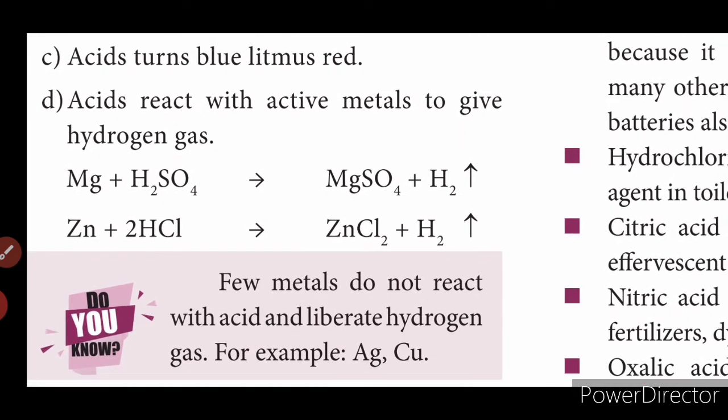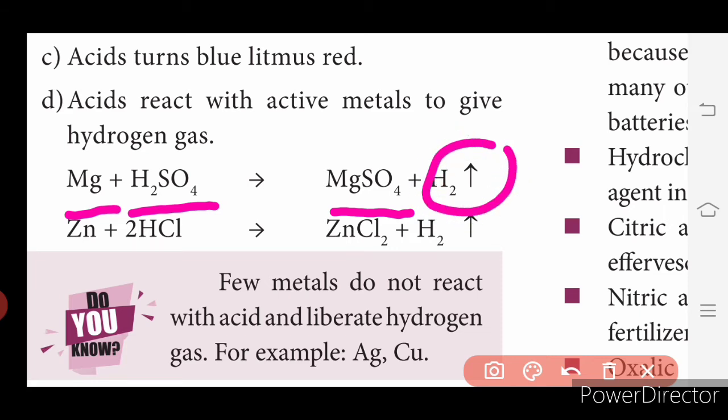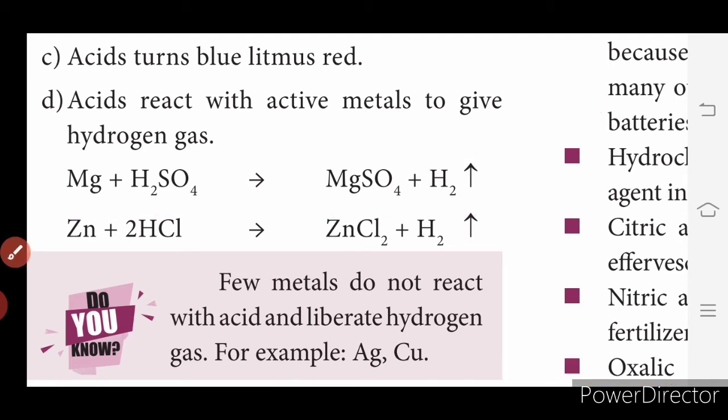Acids react with active metals to give hydrogen gas. So this is an acid, H2SO4, sulfuric acid, which reacts with magnesium. It is a metal, so you will get magnesium sulfate plus hydrogen. This upward arrow mark indicates that this is a gas. Always keep it in mind: an upward arrow mark always indicates the substance is a gas.